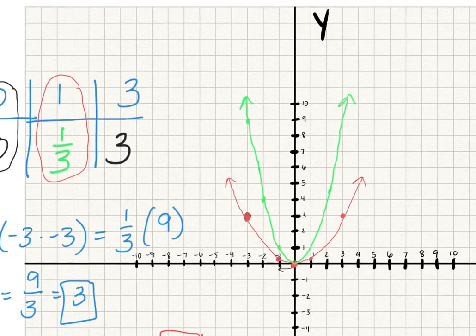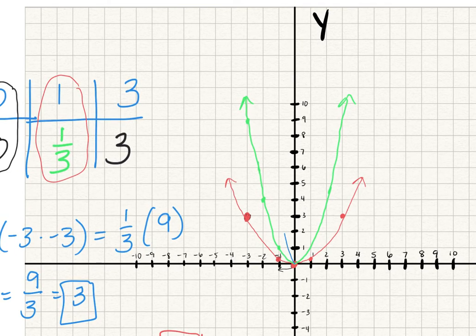So instead of compared to the green one, if a was less than 1, it would look like this, okay? This is when a is greater than 1. It's going to be skinnier.